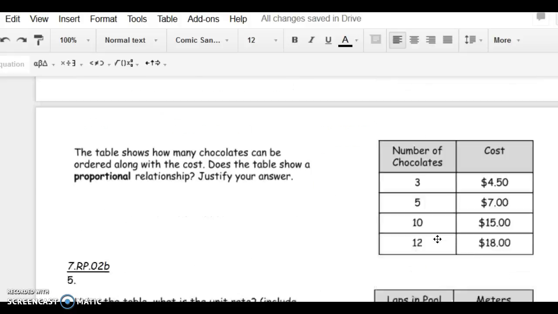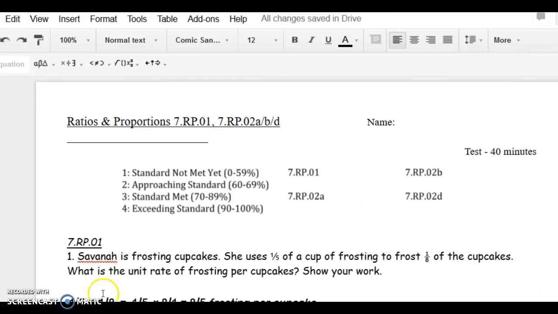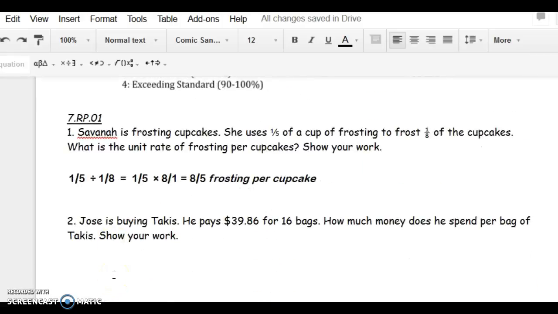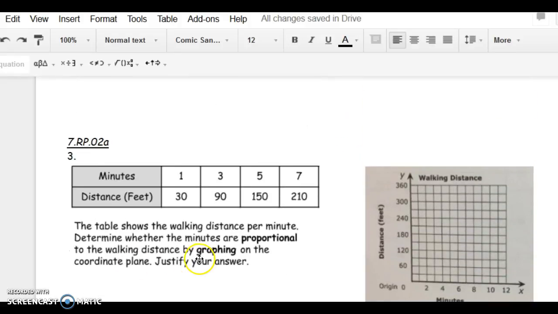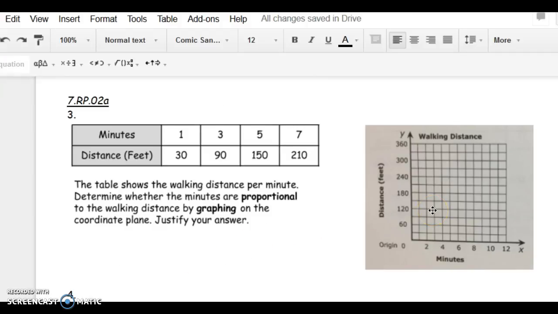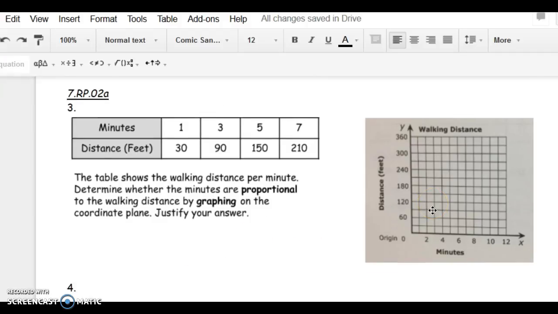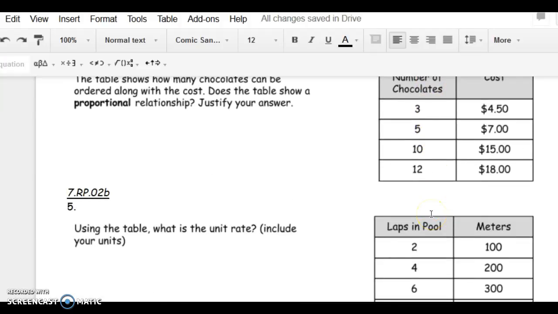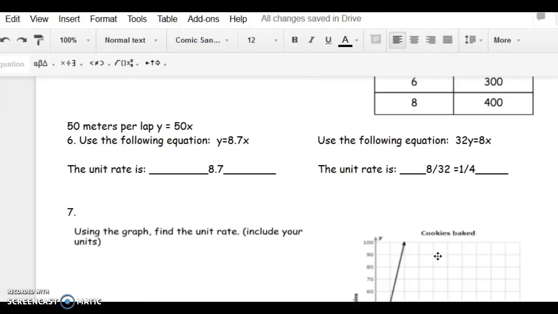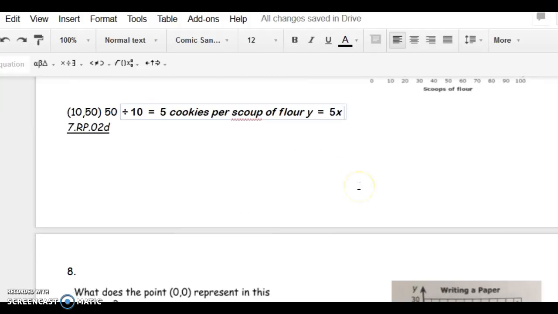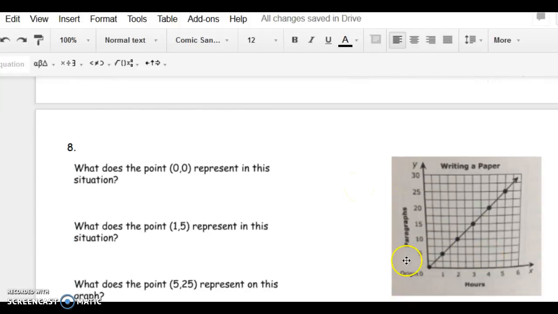All right, so we have everything. You have 7.RP.1 where you're writing a unit rate and explaining it to me, writing a word problem. 7.RP.2a, which is recognizing a proportional relationship from a graph. 7.RP.2b, which is writing the unit rate from a table or a graph, and then 7.RP.2c, which is writing the equation, and 7.RP.2d, which is explaining the points on a graph.